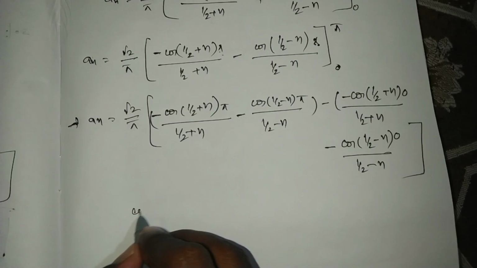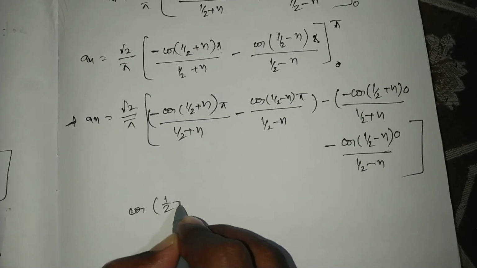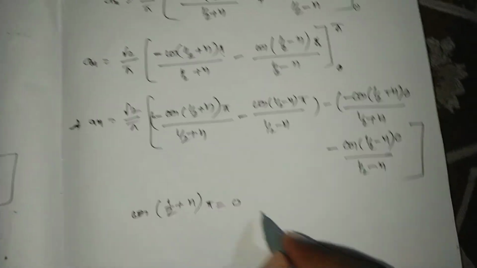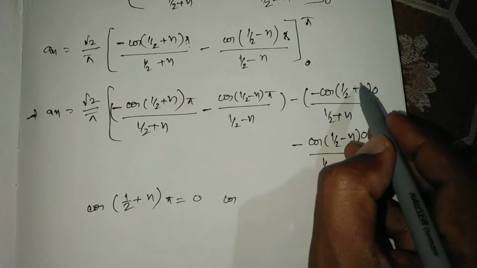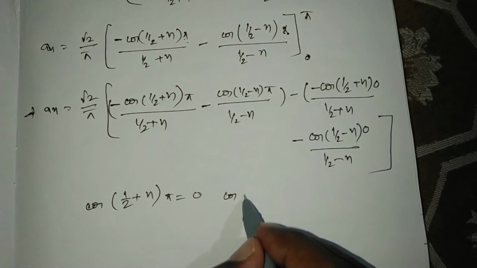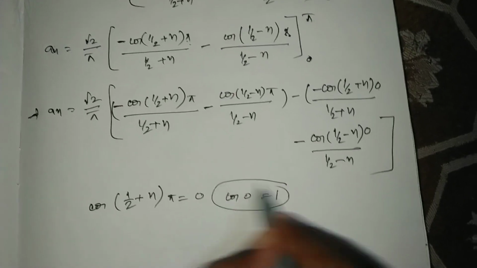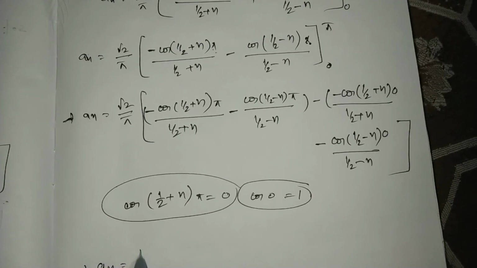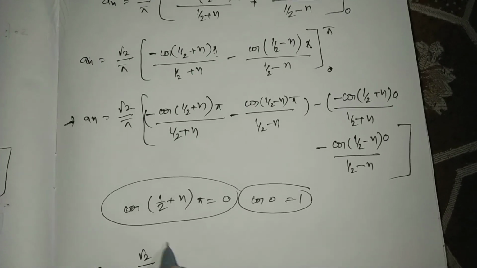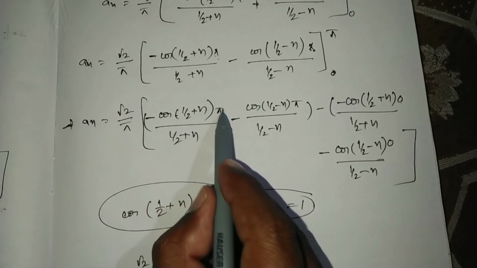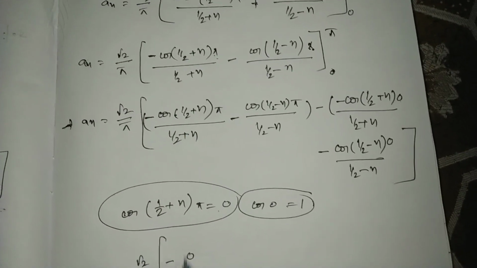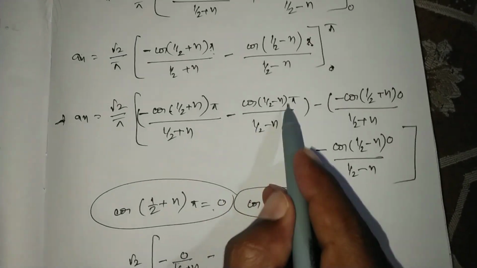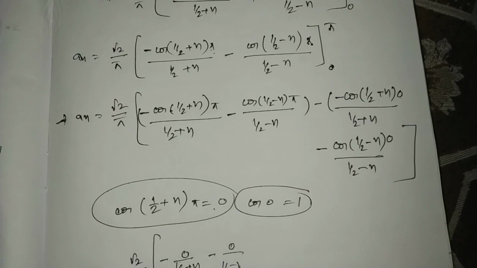See here, cos of (1/2 plus n) into pi value is 0, and cos of anything into 0 is 0, that is equal to 1. So an is equal to, already here we have root 2 by pi times of negative, this total is 0, and 0 by anything is 0, so just write 1 by 1/2 plus n minus, this is also 0, 0 by 1/2 minus n.